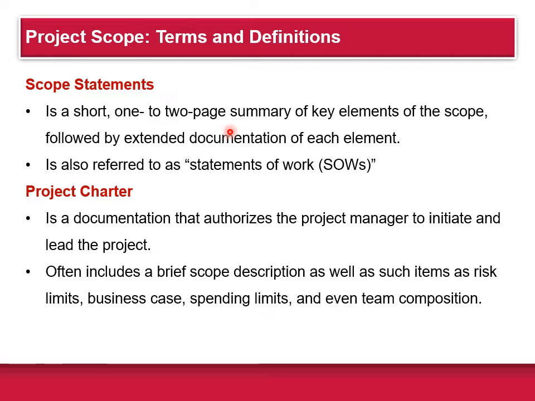Project scope and terms and definitions. So scope statements are a short 1 to 2 page summary of key elements of the scope, followed by extended documentation of each element. These are often referred to as statements of work. You can also have what's known as a project charter. This is a document that authorizes the project manager to initiate and lead the project. This is usually set up by the top level management. This often includes a brief scope statement as well as such items as risk limits, business case, spending limits, and even team composition.